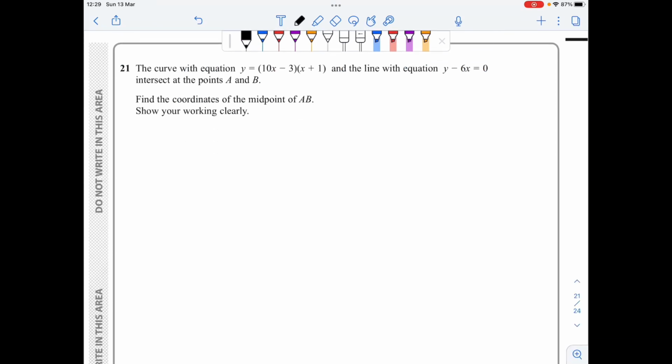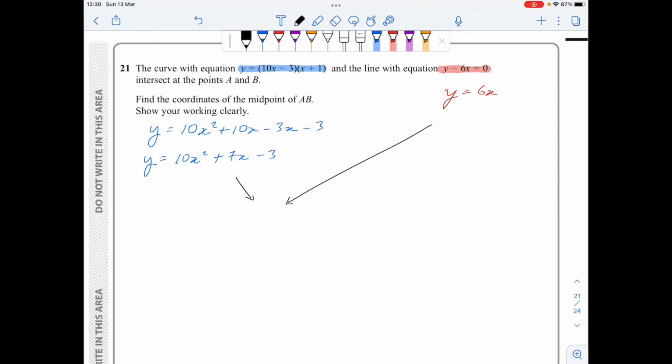In question 21, I'll first need to solve simultaneously the two equations in order to find the points A and B. Now let's first expand this blue equation, y equals (10x minus 3)(x plus 1), which gives 10x squared plus 10x minus 3x minus 3. So y is 10x squared plus 7x minus 3. Then I will rearrange the red equation, y is equal to 6x, and then I will substitute and solve simultaneously. So I get 10x squared plus 7x minus 3 is equal to 6x. So 10x squared plus x minus 3 is equal to 0 by taking the 6x to the left.